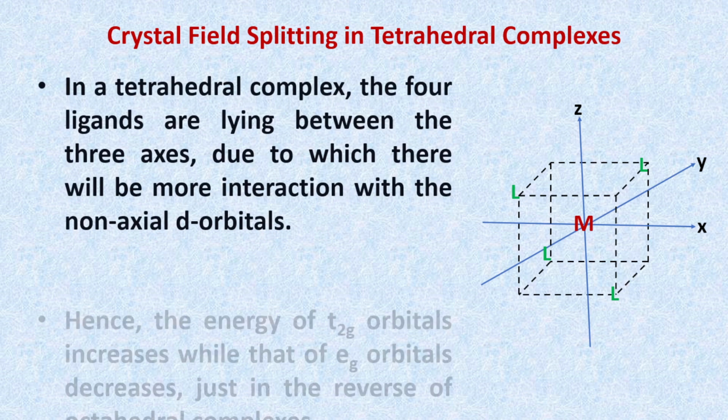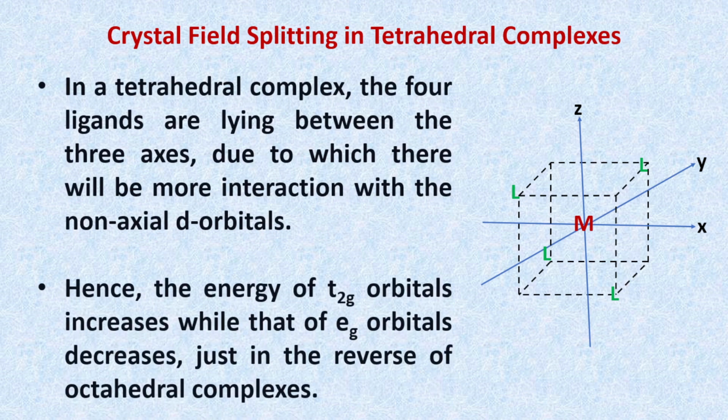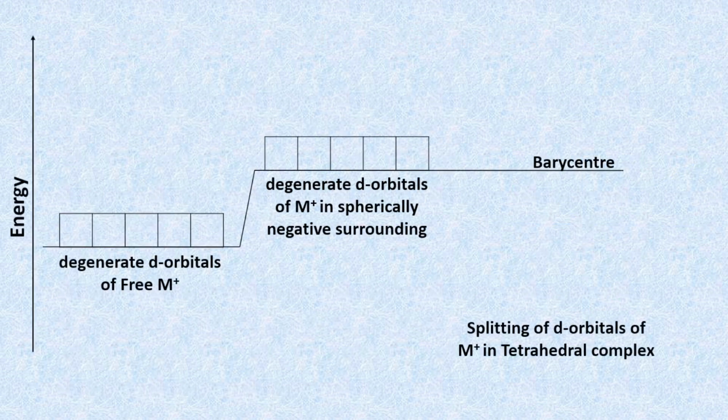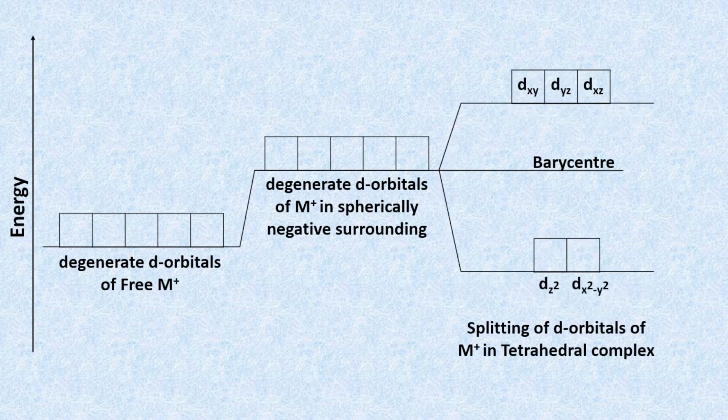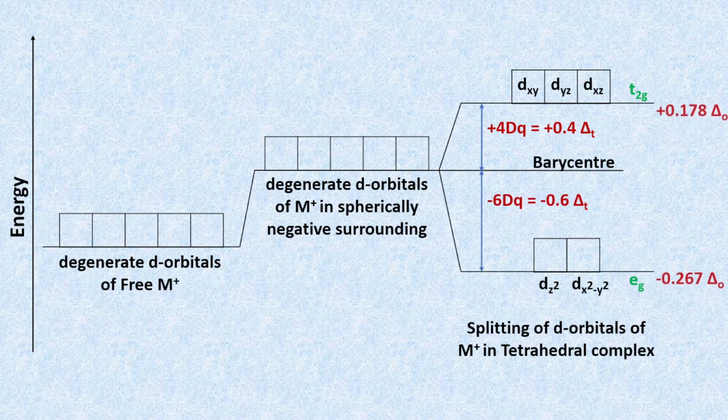Consequently, the energy of T2G orbital increases while that of EG orbital decreases, just the reverse of octahedral complexes. The energy of EG orbital is 6 dq below the hypothetical degenerate d orbital, and T2G level is 4 dq above the hypothetical degenerate orbital. The difference in the energy of the two sets of d orbitals is 10 dq or delta T, that is, crystal field splitting in tetrahedral complexes.